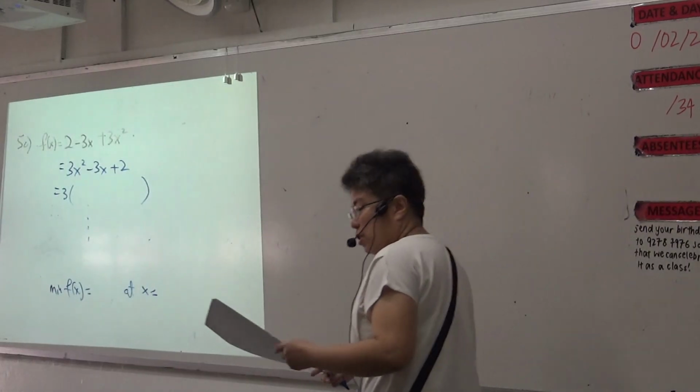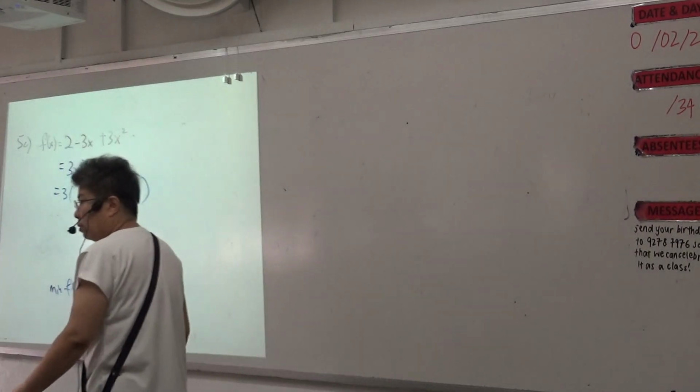Those who have finished, may I know what's your minimum value? Minimum value is how? Are you sure? Alright, correct. Do you get 5 over 4? What is the x value? At x equals half, right? Correct now?